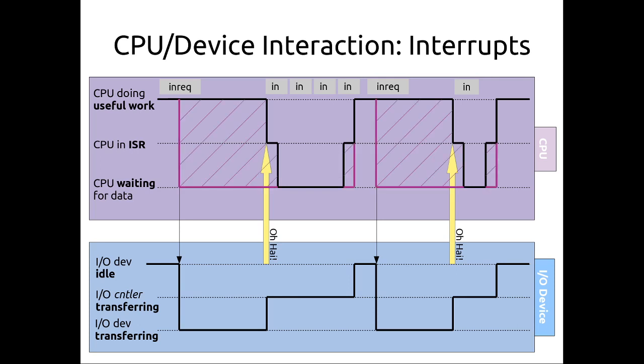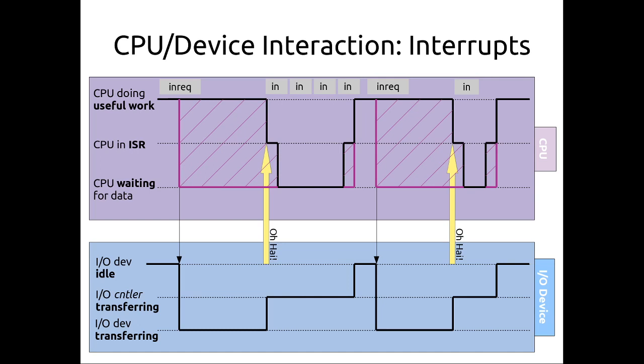What you see here are the purple lines are effectively where the CPU was before we implemented interrupts. So what you see here is when we made that in request, that was effectively an in instruction and converted the CPU from doing useful work down to waiting for data. Right? So at that point, it was doing nothing useful. It was not doing any useful work in the applications. It was just waiting for the I/O device.